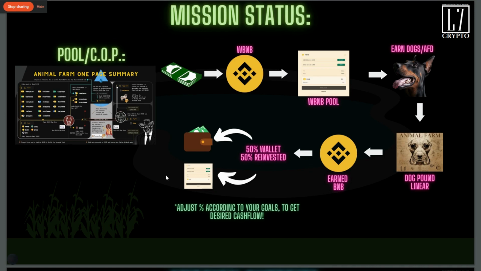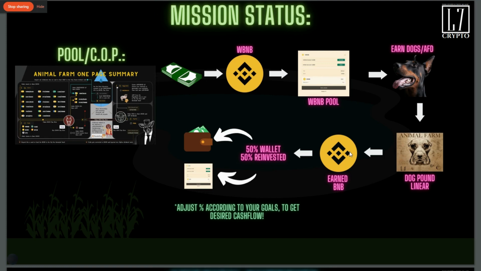If you know you need $1,000 from this particular pool for your fire number, then that's what you do. If not, then you just do whatever you're going to do with it. But like I said, you adjust these accordingly. So if you're making $100 a day, you can take $50 and put it into your wallet for you to go pay your bills, whatever you're going to do with it, and then take the other $50 and reinvest it and continue your circle of prosperity.